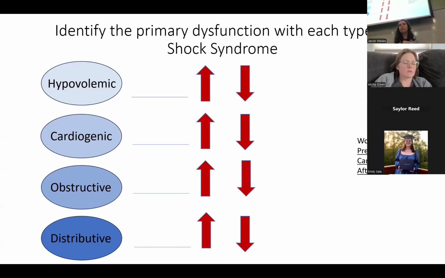Again, I believe that they should have shared a chart with you on different up and down arrows for this. So that's not to say that preload and afterload aren't affected. It's just the primary one for this one is cardiac output. And then distributive.